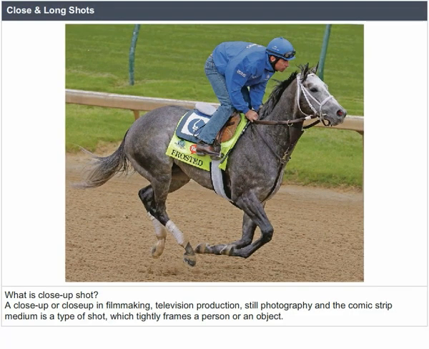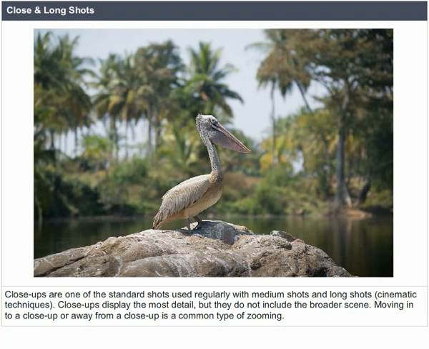Close and long shots. What is a close-up shot? A close-up in filmmaking, television production, still photography, and the comic strip medium is a type of shot which tightly frames a person or an object. Close-ups are one of the standard shots used regularly with medium shots and long shots, cinematic techniques. Close-ups display the most detail, but they do not include the broader scene. Moving into a close-up or away from a close-up is a common type of zooming.